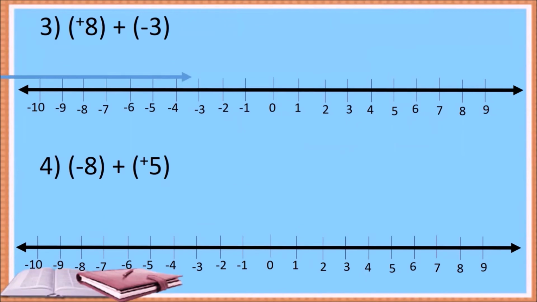Number 3 example. So, this is our number line from 0 to positive 8 at negative 3. So, from 8, tayo ay pakaliwa ng tatlo. So, count 1, 2, 3 hanggang sa 5. Therefore, positive 8 plus negative 3 is equal to positive 5.